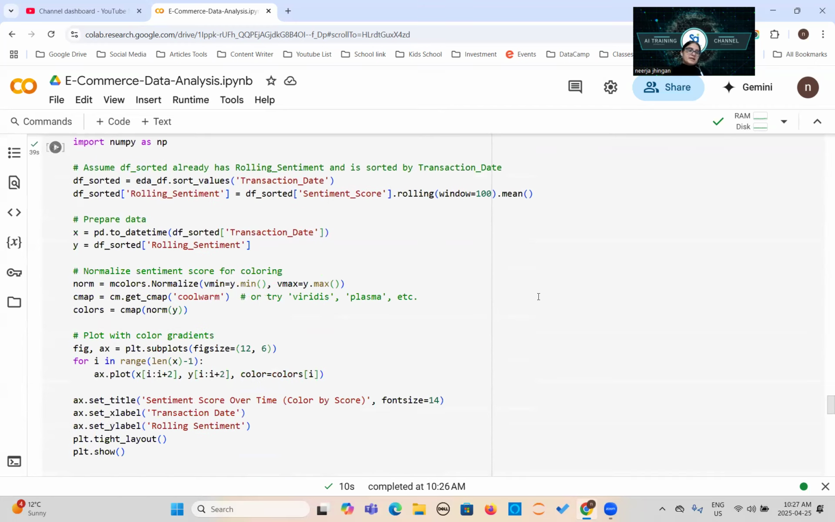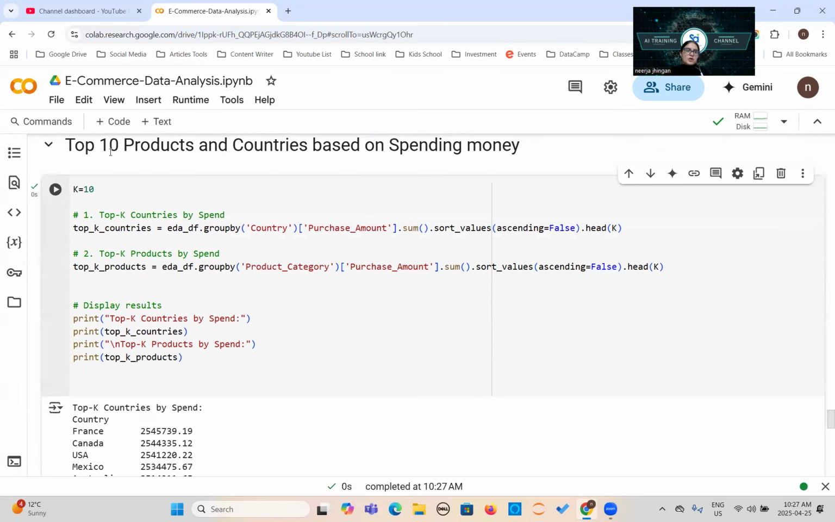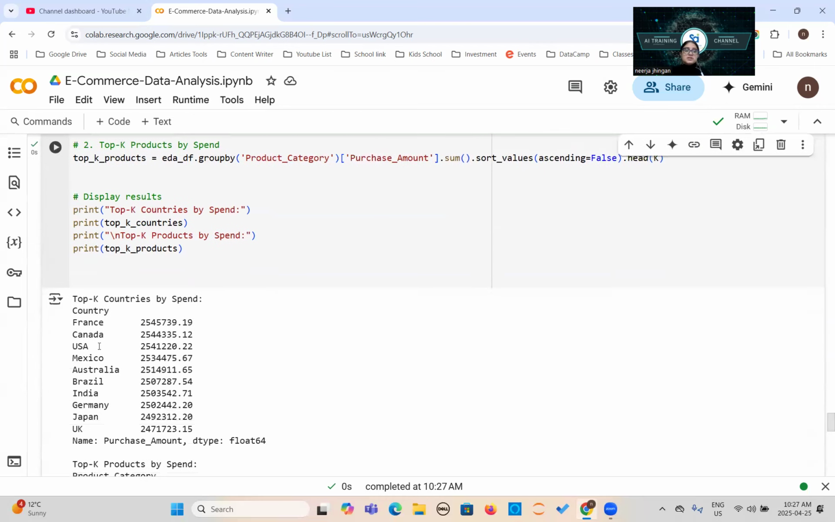Okay, and then we will now work on the top 10 products and countries based on spending. Previously, we just did the univariate analysis of all transactions by country. We did not choose the top 10 countries based on spending money. It will help us tell which country is spending more money, right?